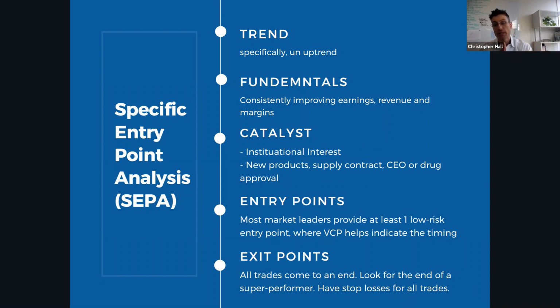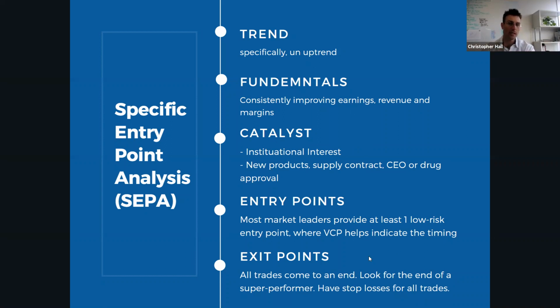You also see a new CEO, appointment of board, or a drug approval if it's in the biotech space, say an FDA approval. You've also got entry points. Most market leaders provide at least one low-risk entry point where the VCP helps indicate the timing. If you look back through Afterpay, Sezzle, and we did it with Woolworths and CSL, they all had lower risk entry points, buying close with a stop within a congestion point and then a massive upside potential or price target. That's a low risk entry point that we're looking for.